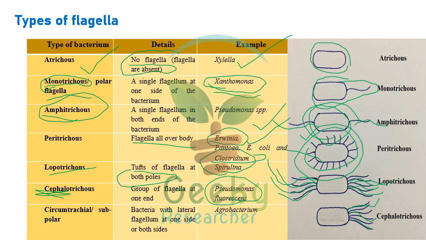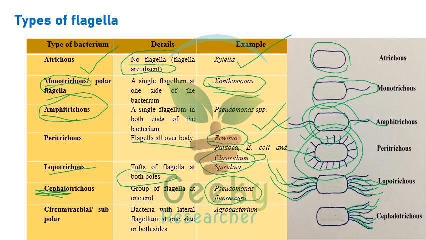Cephalo means head. You can also remember it like this: a human has only one head, right? Hair will be there on the head only. So you can remember that cephalo means head, and on the head, hair is present on one side only. So in cephalotrichous, the tuft of flagella is present on only one side. You can consider this tuft of flagella like hair, so that you can easily remember it.